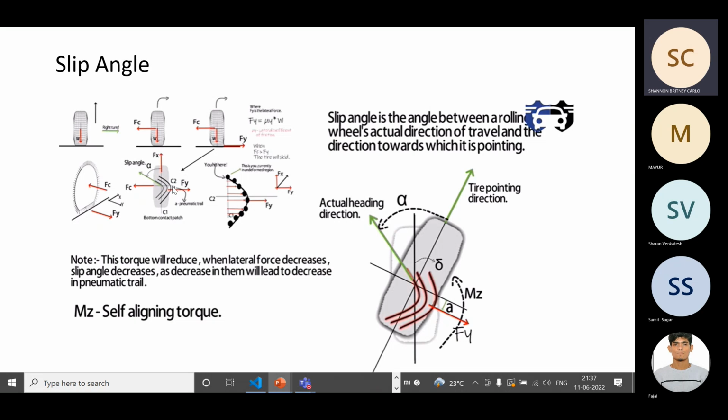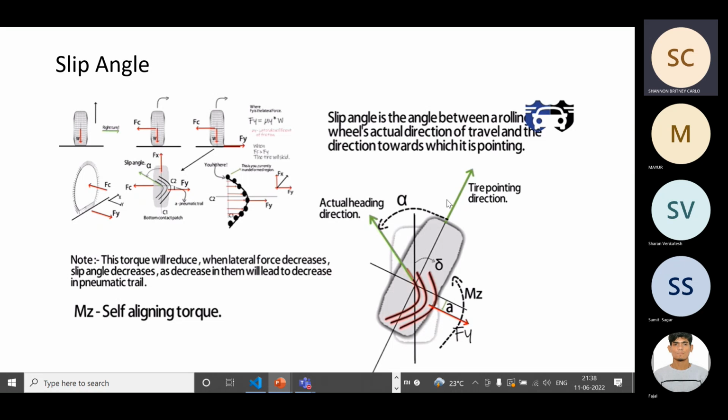Here, Fi is acting at a distance called A, which is called the pneumatic trail, from the center of gravity. Usually if you have two forces like this, the resultant will be in this direction. But here, because of Fy and Fx, you'll have this kind of variation of the forces. Then the tire will try to move in this direction because of this. The angle between the actual motion and the tendency of the tire to move is called alpha, which is nothing but the slip angle. It's the angle between the rolling wheel's actual direction of travel and the direction towards which it is pointing.